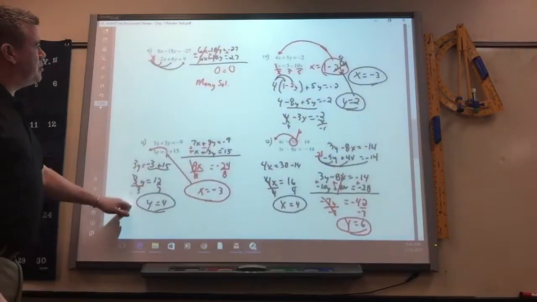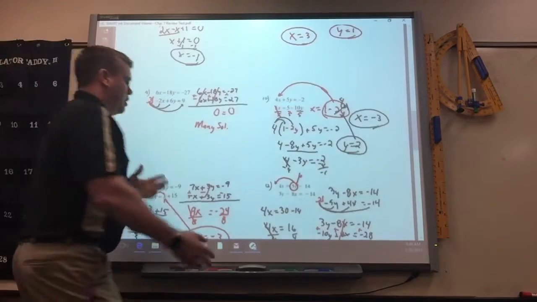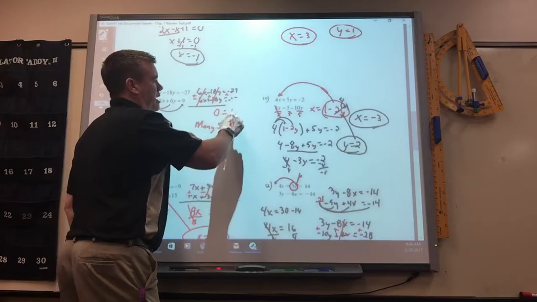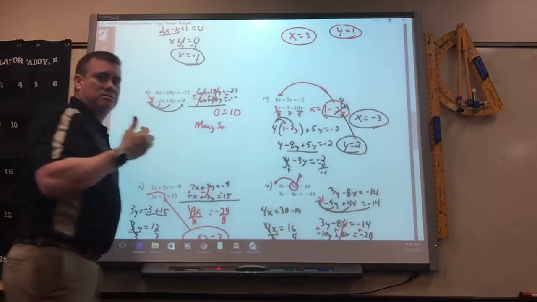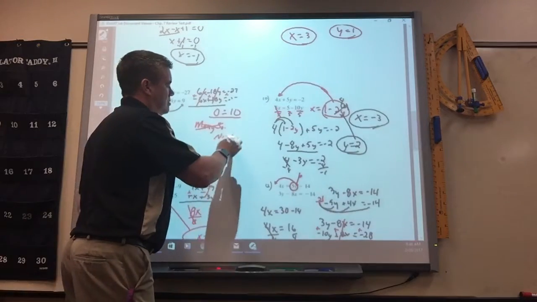So there wasn't an example here, but remember there could be a no solution on there. The no solution would be like 0 equals whatever, something that's not true. You guys remember that? So if you get that, then it's no solution.